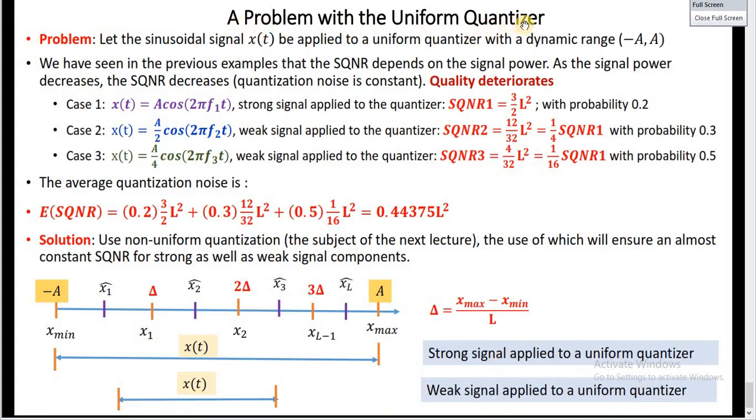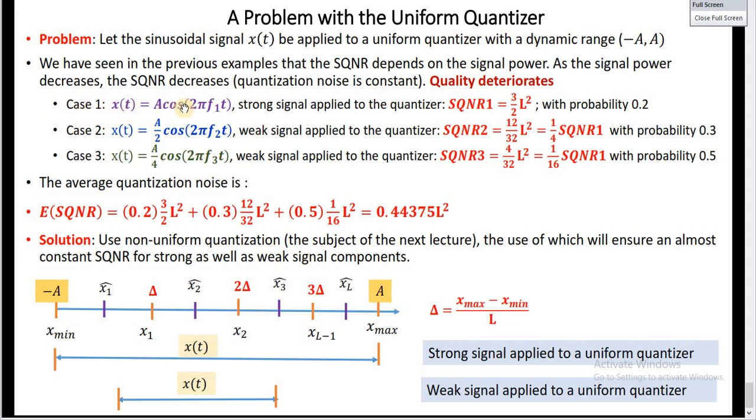What is the problem with the uniform quantizer? Let the sinusoidal x of t be applied to a uniform quantizer with a dynamic range of minus A to A. We have seen in the previous examples that the signal to quantization noise ratio depends on the signal power. As the signal power decreases, the signal to quantization noise ratio decreases, since the quantization noise is constant.